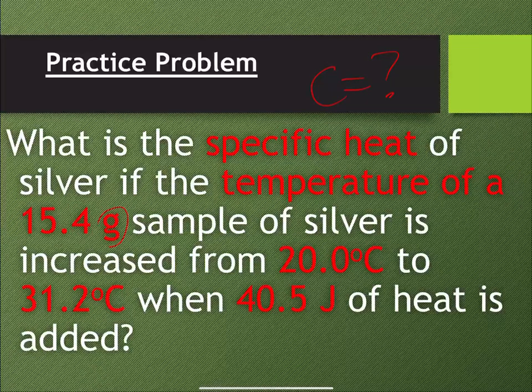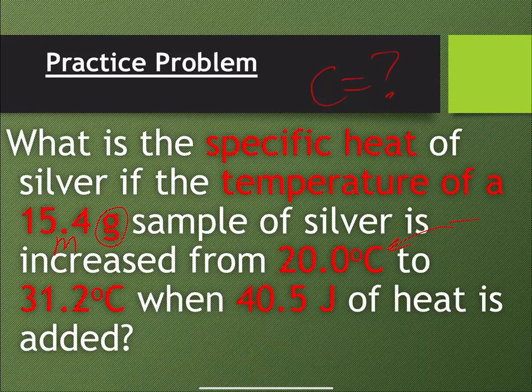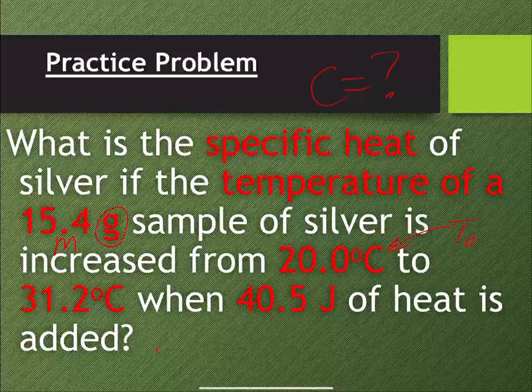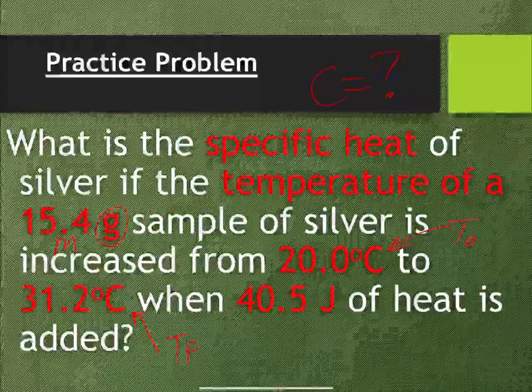15.4 grams, well, what do we measure in grams? We measure the mass of something in grams. Of a 15.4 gram sample of silver is increased from 20 to 31.2. So if it goes from 20, this is our initial temperature, and it ends at 31.2. This is our final temperature.